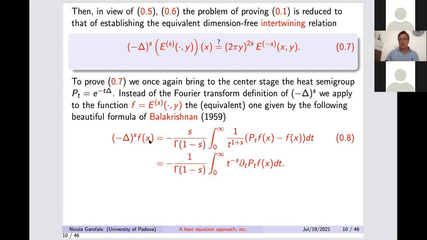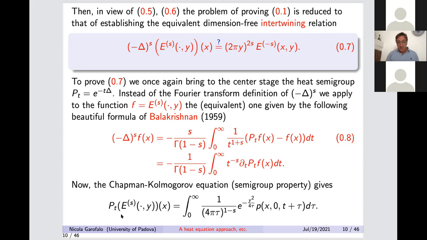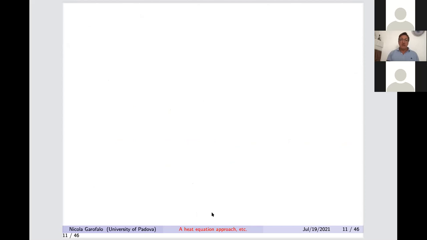So as soon as your operator is the generator of a semigroup, in this case I will take the standard heat semigroup, and with integration by parts, I can write this formula like this. So now I'm back to computing minus Laplacian to the S of the function f equal to E upper S. Here is P_t applied to E upper S. Remember, the definition of E upper S is the integral between zero and infinity of the heat kernel, which is written here. So if I use the semigroup property of P_t, this object here, which I need to compute this formula, is simply this.